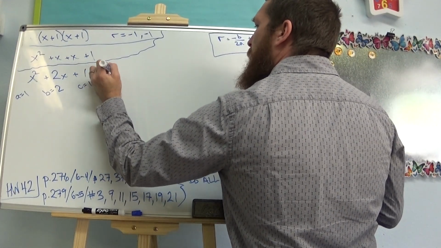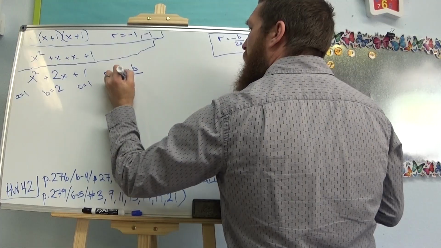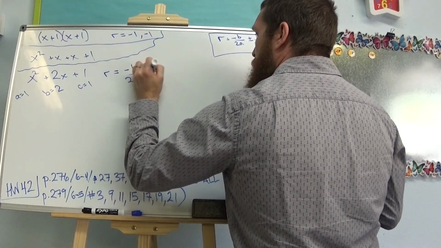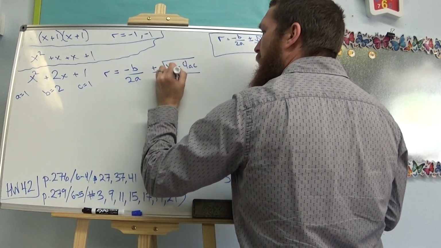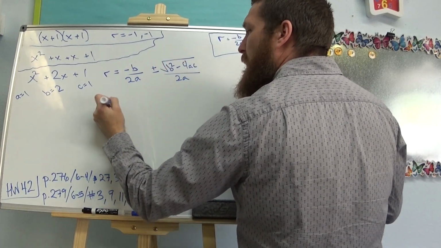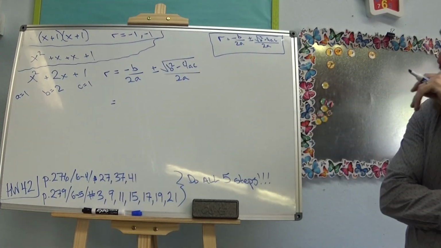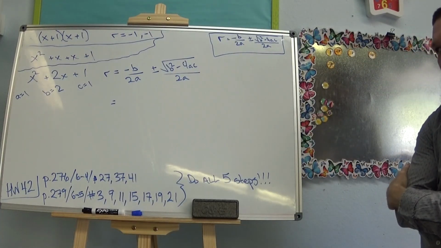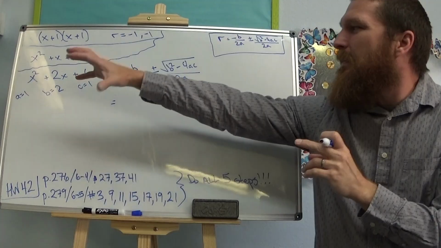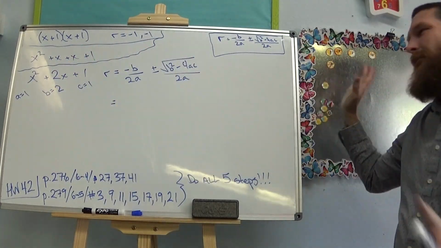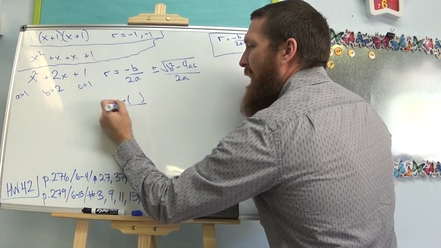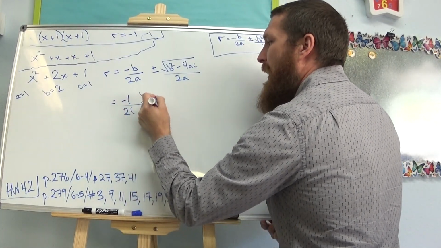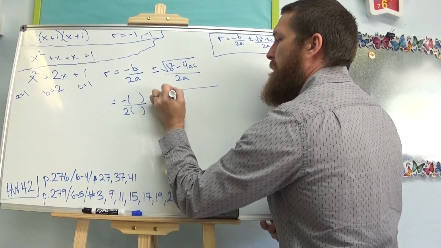So I want to find the roots. I'm going to write this down first: plus or minus the square root of b squared minus 4ac, and then over 2a. Now what I'm going to do, and I suggest you do this too, is this one's pretty simple, but when there's pluses and minuses all over here, it can be really tough. So everywhere that I have an a, a b, or a c, I'm going to replace it with parentheses.